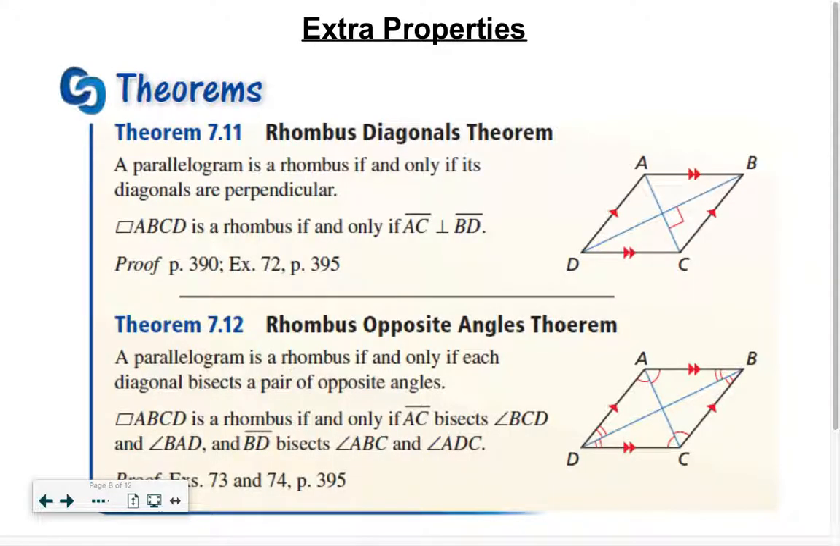The first one says the diagonals of a rhombus are always going to be perpendicular. I'm going to highlight that. The diagonals are always going to be perpendicular in a rhombus. So that means that not only do they bisect each other, but they're also going to cross at a 90-degree angle, always in a rhombus.